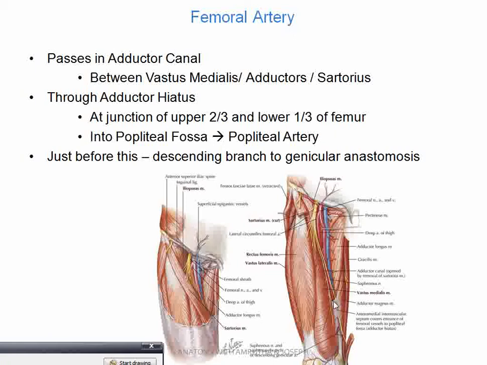Now just before going to the adductor hiatus, it gives a branch called descending branch to genicular anastomosis. Small branch is given, descending branch, and this branch will anastomose with some of the branches of other arteries, which forms together genicular anastomosis. Genicular means joint, so it is anastomosis that is formed in the knee joint. Anastomosis is the meeting of vessels.